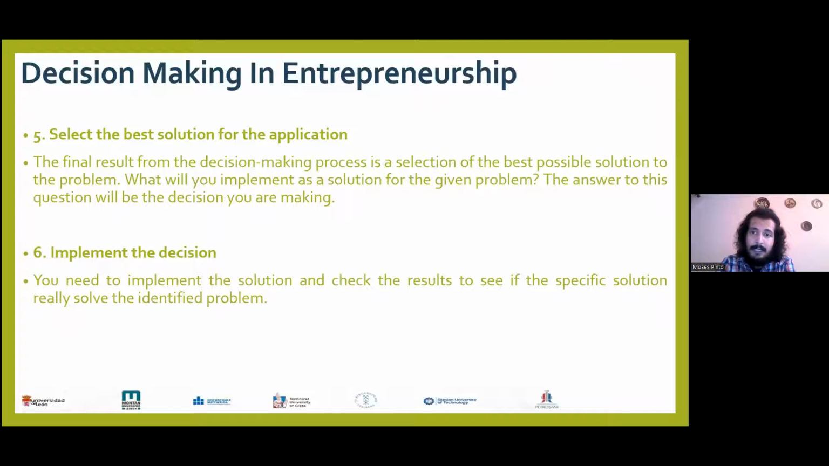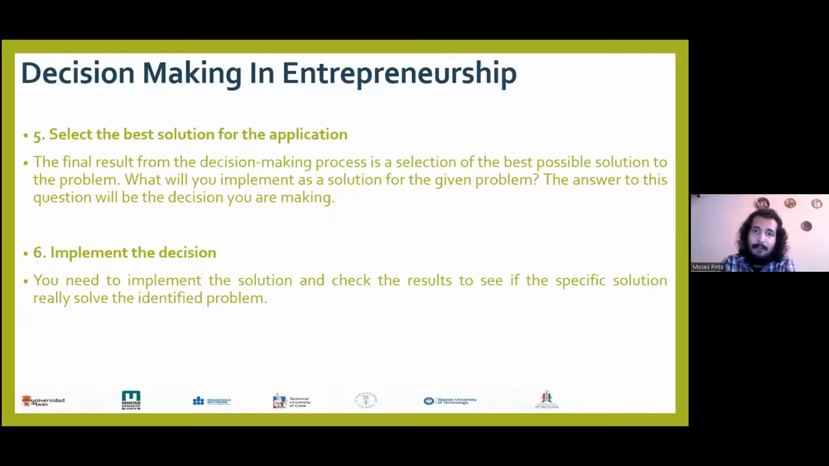Now, just think about this. And the answer to this question will ultimately be the decision that the entrepreneur needs to make. And after the solution has been selected, we come into the next step, that is implementing the decision. In this phase, the entrepreneur needs to implement the solution and check the results. Now, this is also crucial.